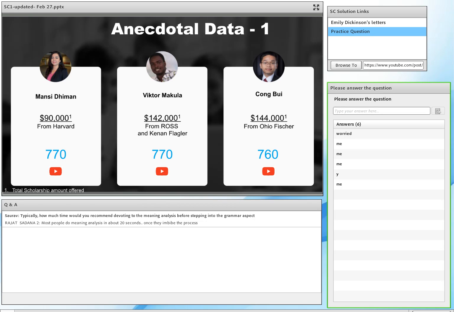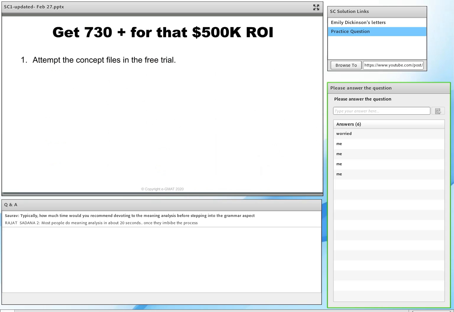Again, I want to make sure each one of you aims for that 750, 760, 770 score. Why? Because there's a lot at stake. It's not just about studying at Ross or Wharton or Harvard or even Ohio Fisher or saving that scholarship money. It's about what that MBA does for you over here.